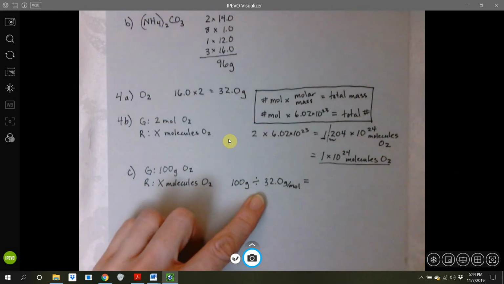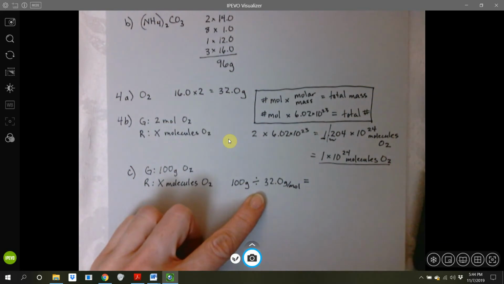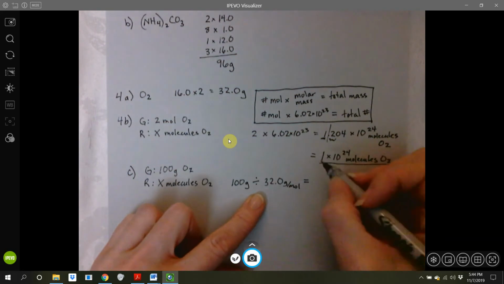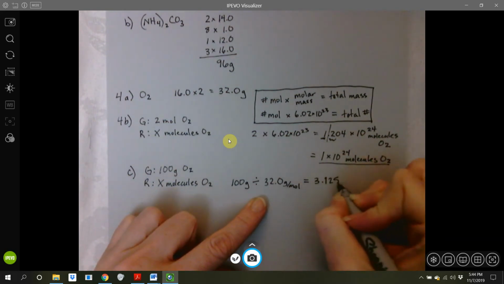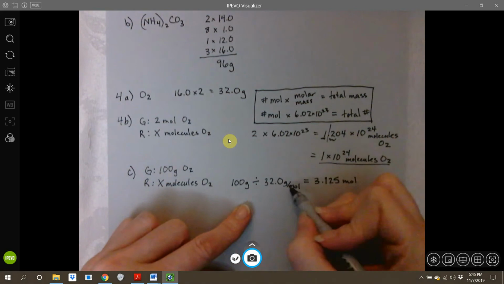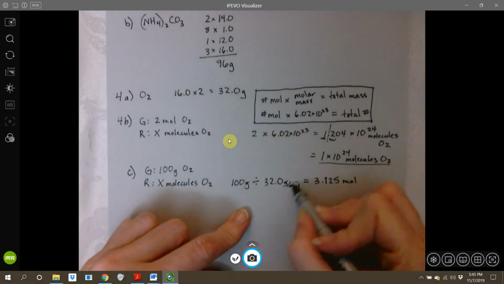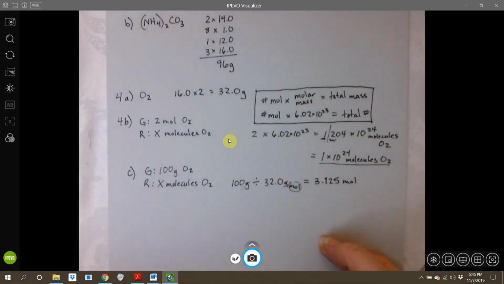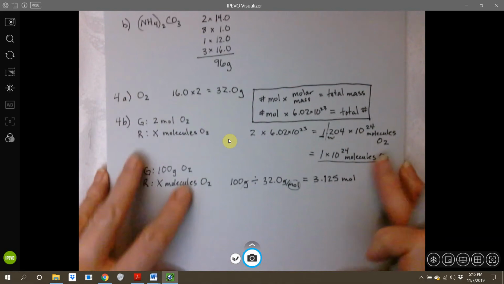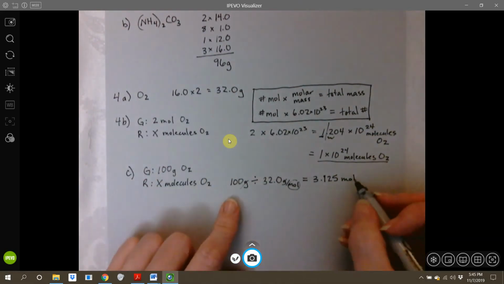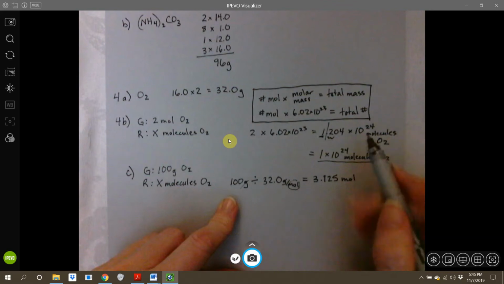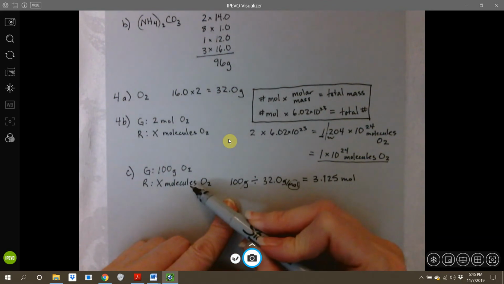And we get 100 divided by 32 is 3.125 moles. Here your grams and your grams are canceling and you're left with your moles. So that's good, moles. But we're not done yet. We need to take those moles and turn them into a number of molecules.